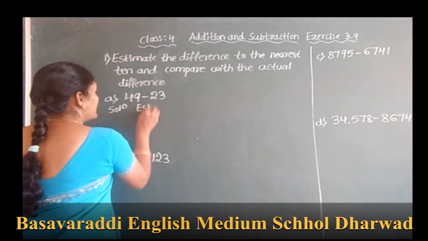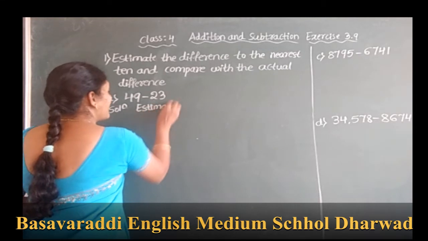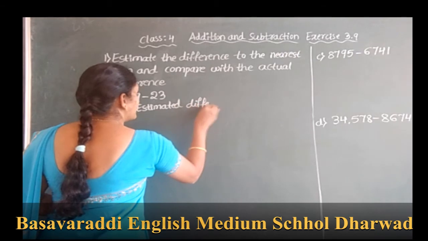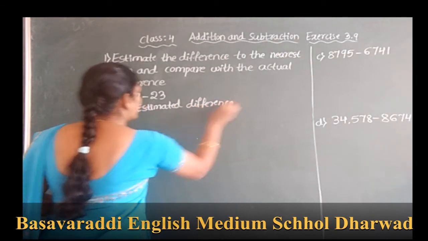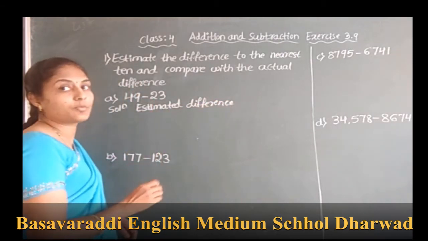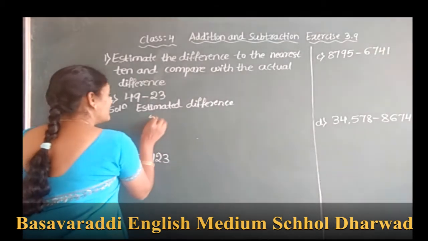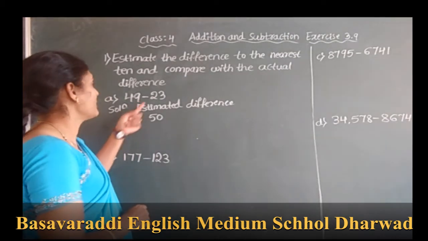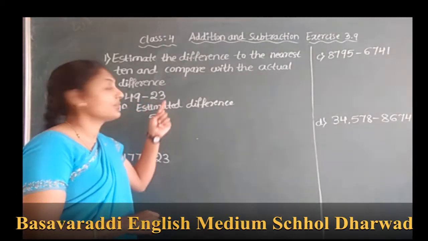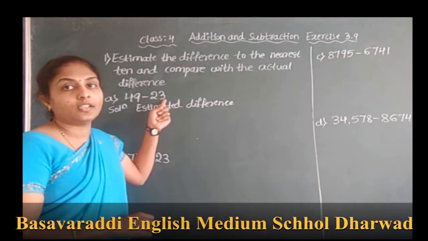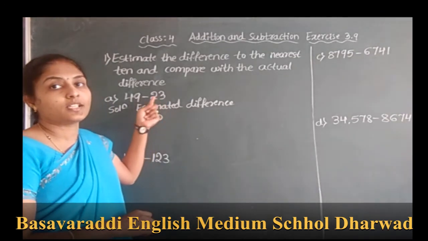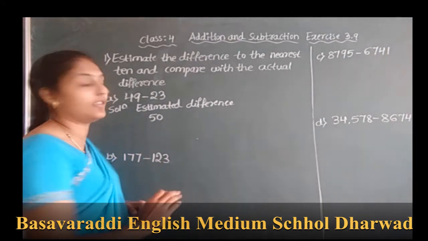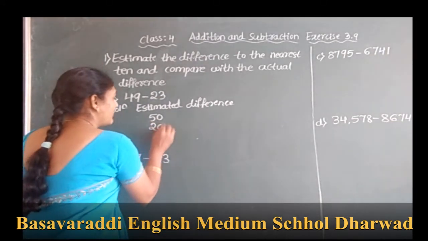Solution. The estimated difference. The 49 becomes 50. We rounded up the number because 9 is greater than 5. Next, the 23. The ones place number 3 is less than 5, so the number is rounded down. It means the 23 becomes 20.